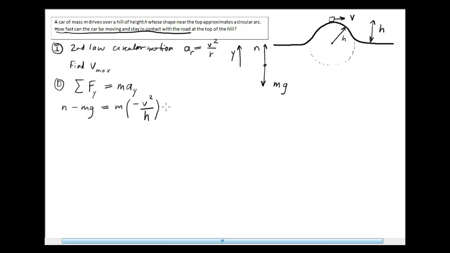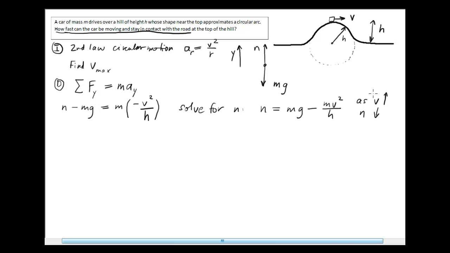So now we see that there's a relationship between the normal force and the velocity. And let me just solve for the normal force. Solve for n here. I'm going to add mg to both sides. So n equals mg minus mv squared over h. And something interesting about this: it shows that as the car's velocity at the top increases, the normal force decreases.